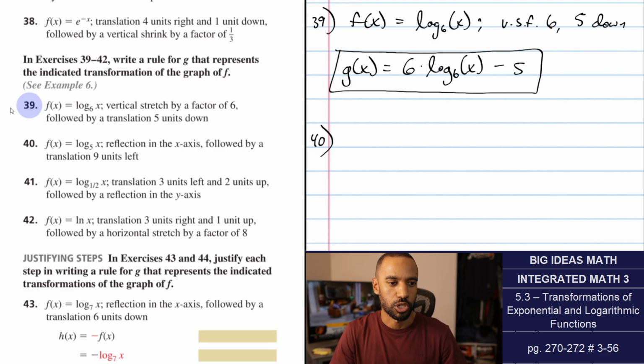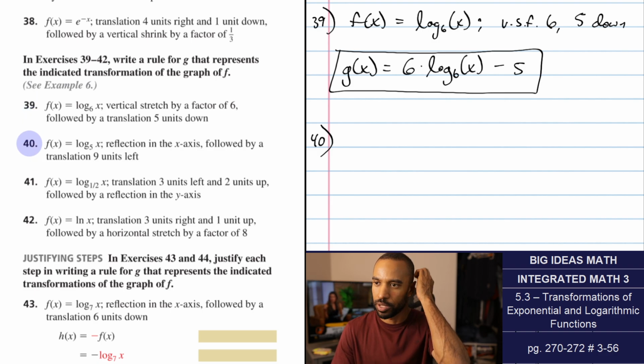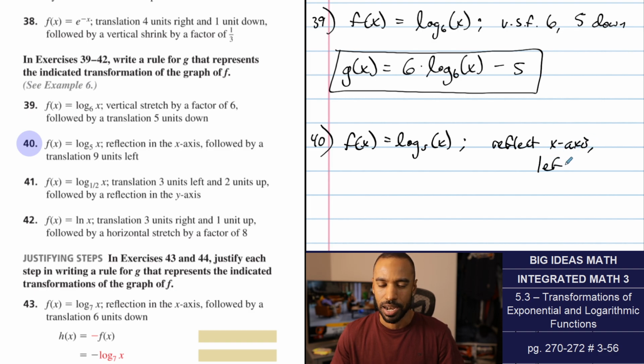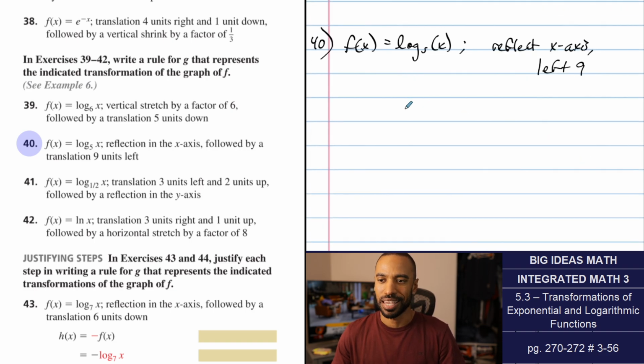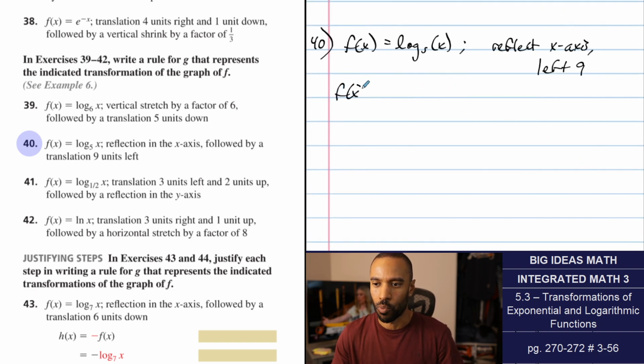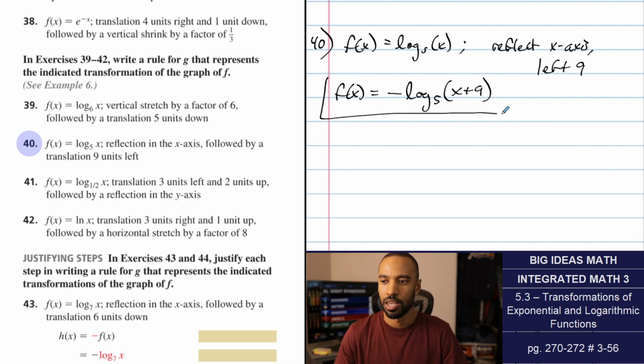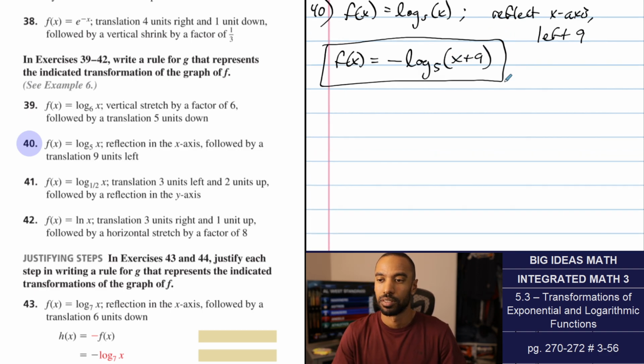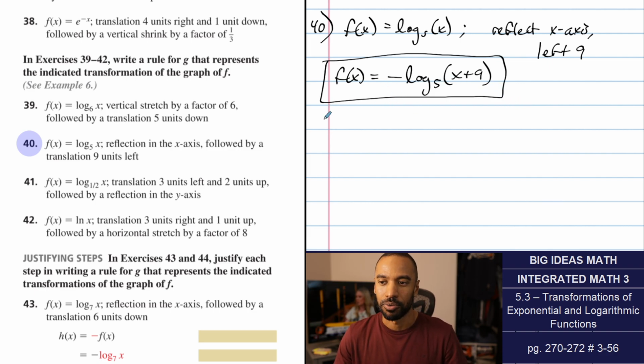Number 40. Reflection in the x-axis followed by a translation 9 units left. Once again, I believe we can do these both in one step. So f of x equals log base 5 of x. Reflect in the x-axis, and then left 9. So that left 9 is inside the function. Reflect in the x-axis is making your y's negative, so we'll do negative log base 5 of, and left 9 means plus 9 inside of here, the opposite, because x's have to be 9 less than what they were before. The domain is x is greater than negative 9 now.